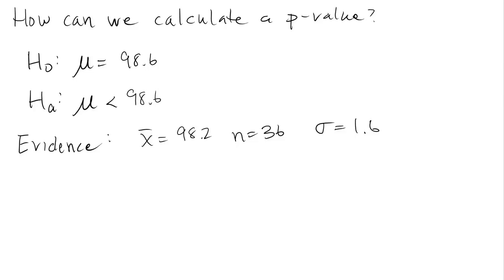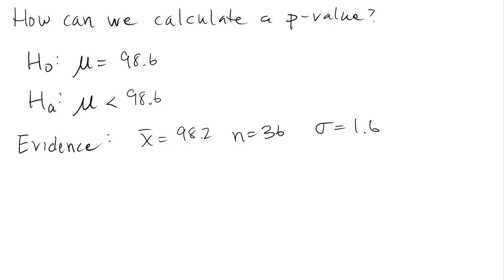It's commonly believed that a healthy body temperature is 98.6 degrees Fahrenheit. Various studies have been published testing whether or not that's true, and so I've got these contrasting claims here. The null hypothesis is the claim that's usually made, which is that the mean healthy body temperature is 98.6 degrees Fahrenheit. And the alternative claim here is that the mean is less than 98.6 degrees Fahrenheit, that the average healthy body temperature is actually below 98.6 degrees Fahrenheit.